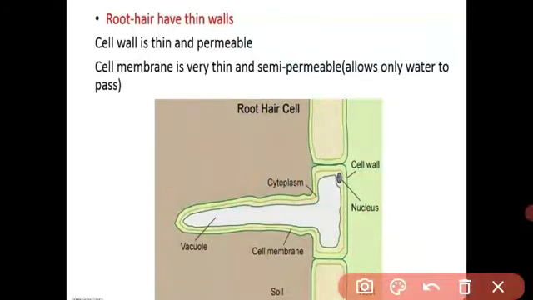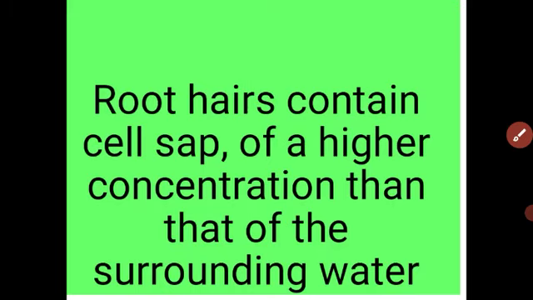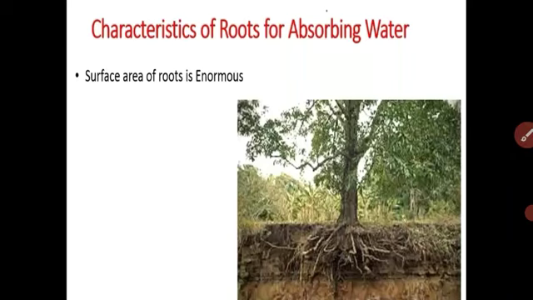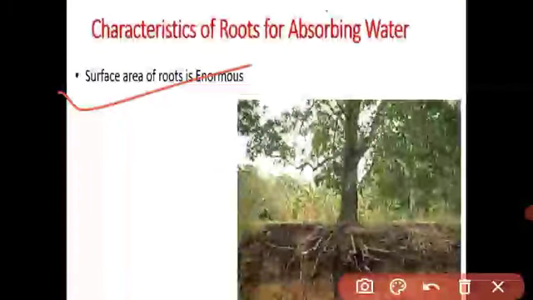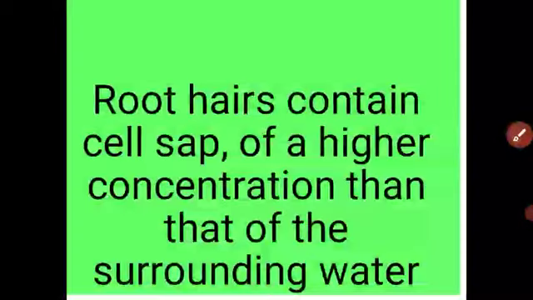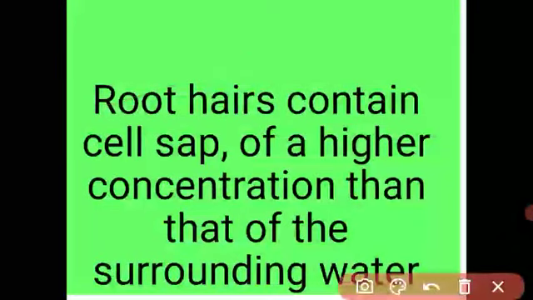Got it, beta? Let us revise the characteristics of the root hair. The root has an enormous surface area. Due to this enormous surface area, the root can absorb a large amount of water. Understood? Second characteristic, the root hair contains cell sap. I explained that cell sap means the vacuoles which contain the liquid. There is a high concentration of minerals and low concentration of water compared to the surrounding. So there is a high concentration of water outside.